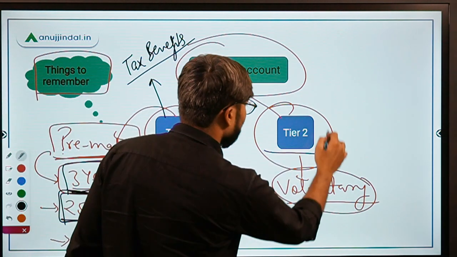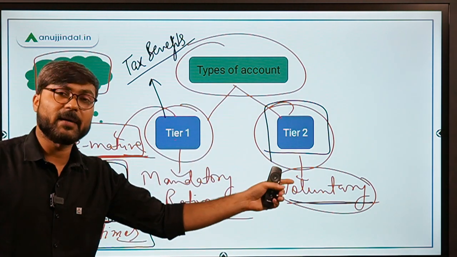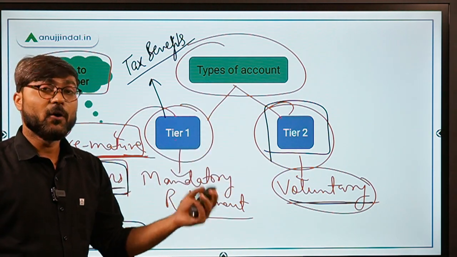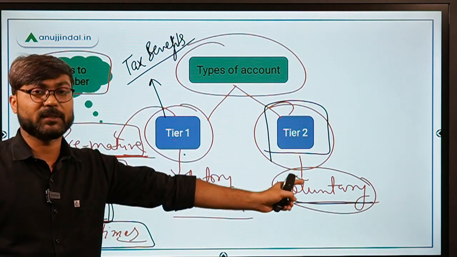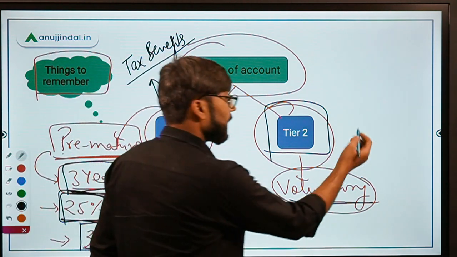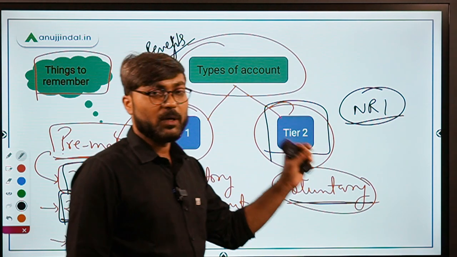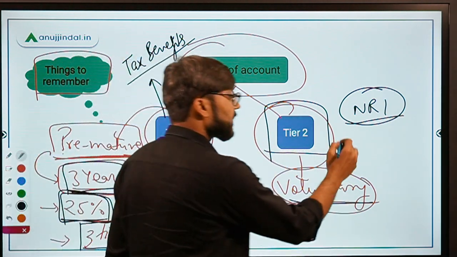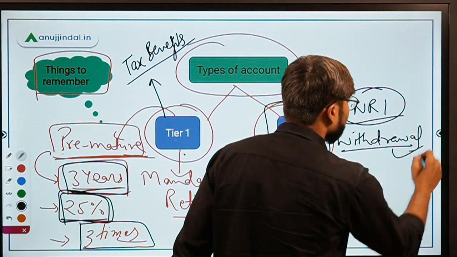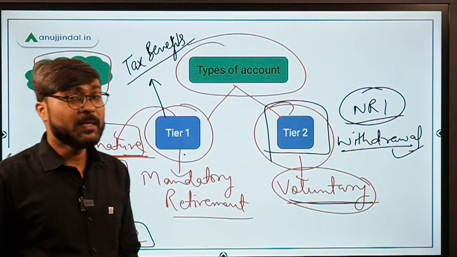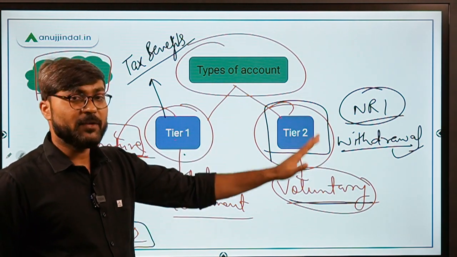Okay. And now if you talk about tier 2 accounts, so this is a voluntary account. So a tier 2 account can only be opened by the subscriber if he or she already has a tier 1 account. Agar mere paas tier 1 account hai, tabhi main tier 2 account khol sakta, otherwise nahi khol sakta. And another condition is that NRI can't open this account. Jo NRI honge, wo ye account open nahi kar sakte. Next, the feature is ki iske andar jo withdrawal hai, wo kabhi bhi hum kitna bhi kar sakte hai. You can withdraw. The subscriber can withdraw any amount anytime during the entire life of this corpus.